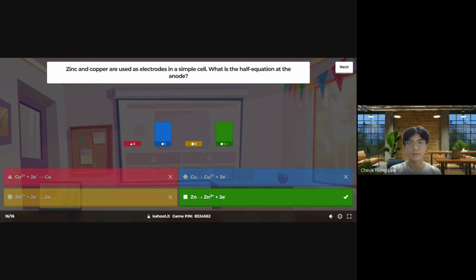All right. So zinc and copper are used as electrodes in the simple cell. What is the half equation at the anode? The anode is the more reactive metal. Zinc and copper, which one is more reactive? Zinc. So zinc will be oxidized at the anode to form zinc ions. Oxidized means it will lose electrons. So the answer is green.